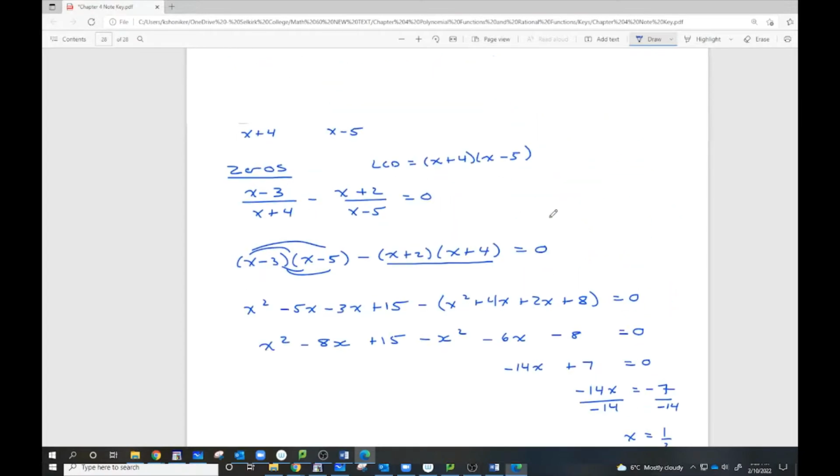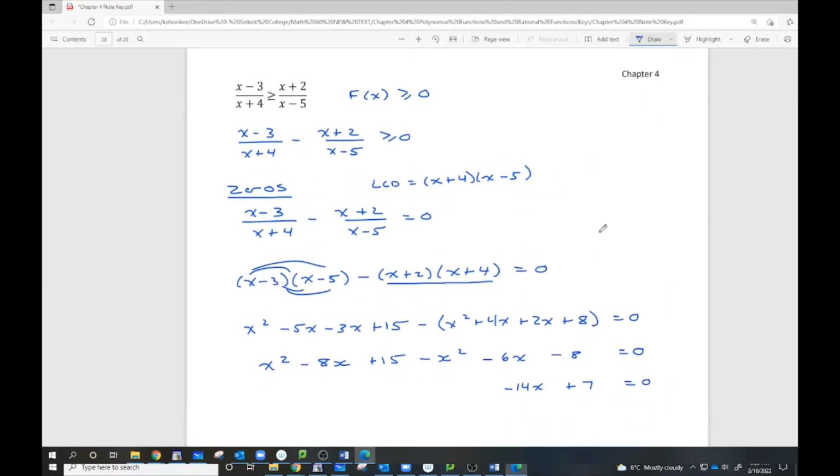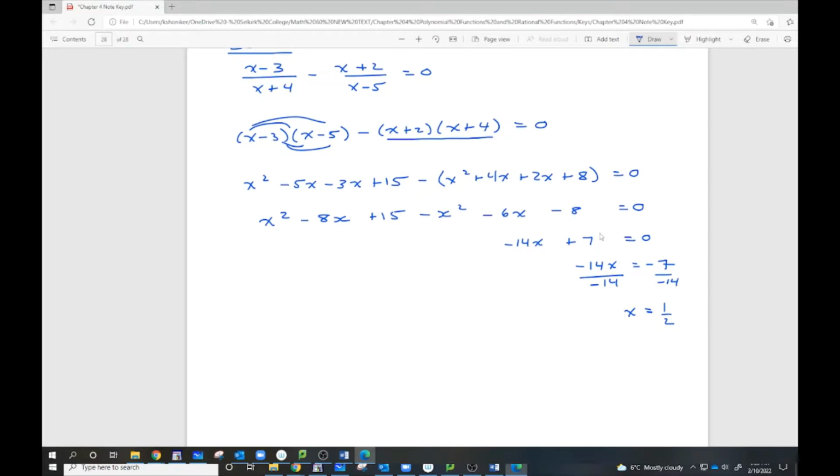Now I have to find my other critical value. So my other critical value is my vertical asymptotes. We'll just do them down here. So for the vertical asymptote, I'm going to set the denominators equal to 0. I could create a common denominator and see them together, but really it's just the fact that x plus 4 can't equal 0 and x minus 5 can't equal 0, right? So those are going to be the equations of my asymptotes. So x equals negative 4 and x equals 5.